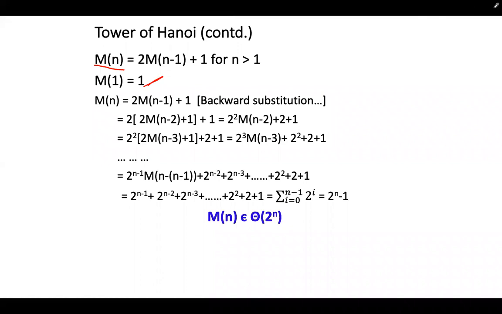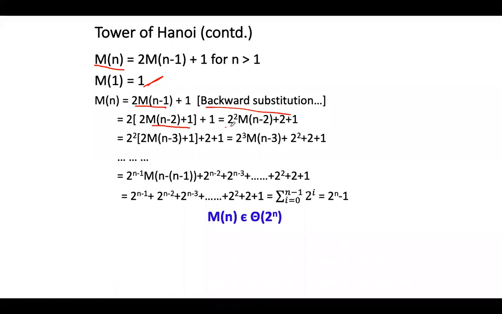So how many times is it moved? The total number of moves that will happen in this algorithm is 2M of n minus 1 plus 1. So those many total moves will occur in this algorithm. Again, we have to apply the backward substitution method here. So wherever 2M of n minus 1 plus 1 is there, you have to substitute 2M of n minus 2 plus 1.